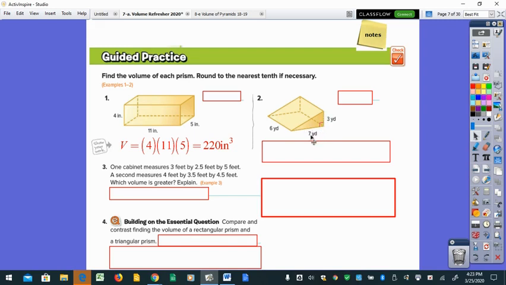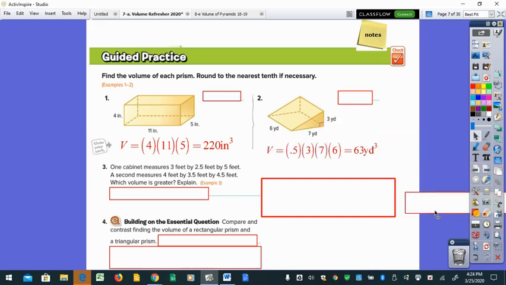So there is your base times height, 21, but don't forget that you only need half of that because it's a triangle. Easy way to do that in the calculator is to multiply by 0.5. So I'm going to take 7 times 3 times 0.5, and that will give me the area of one triangle. Multiply by the height of the prism, and I get the volume of the triangular prism. So just to show you this again, 0.5 times 3 times 7, that's the area of this triangle. Multiply it by the height, and that's the volume of the prism. Don't forget your third unit here.